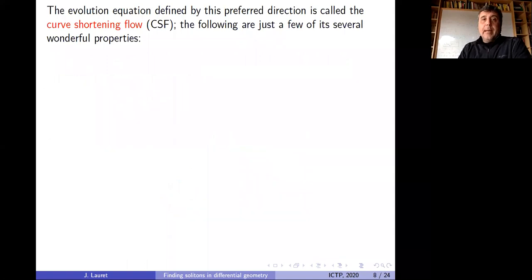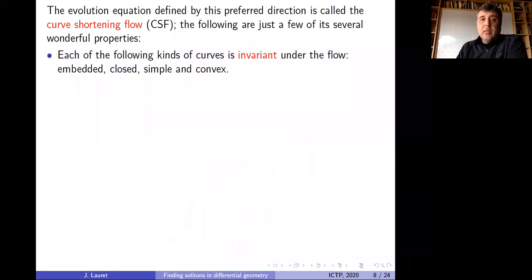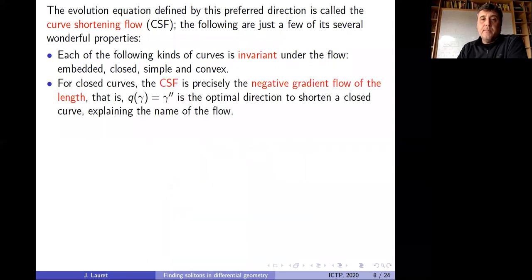Okay, so this flow is very famous. It's called the curve shortening flow, and it may be considered as the gene of all geometric flows, I would say, right? And some of its nice properties are these. All these kinds of curves are invariant by the flow. Also, it's precisely the negative gradient flow of the length. That's why the name, curve shortening. So it's the optimal direction to shorten a closed curve. This is in the closed case.